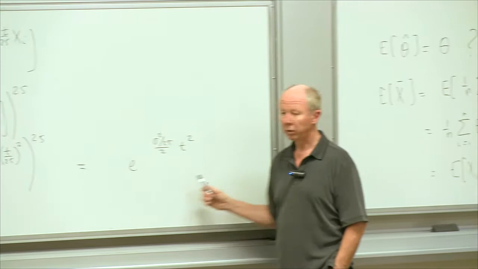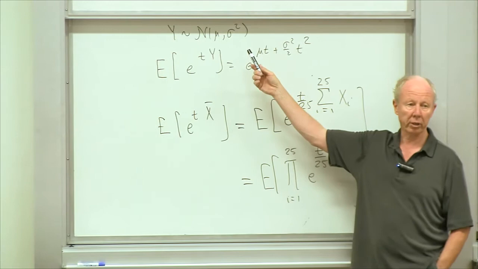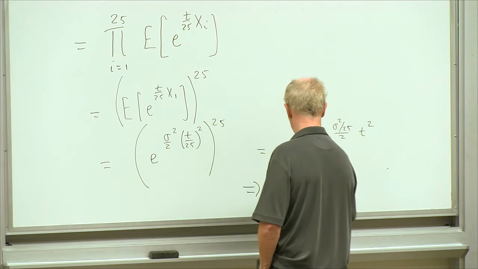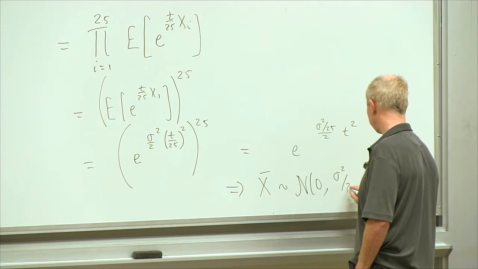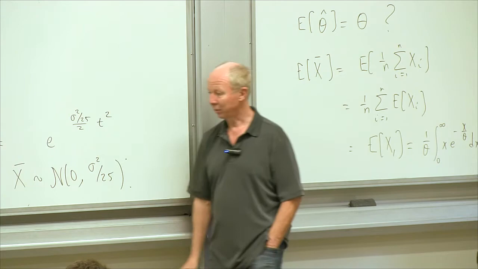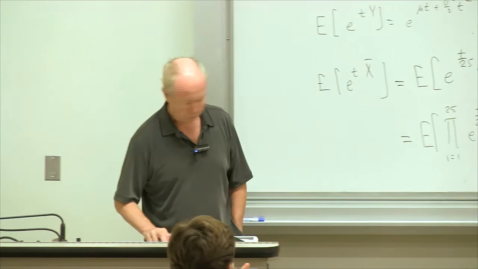Here's the moment generating function. What form does that have? It has this form with mu equals 0, and sigma squared is replaced by sigma squared over 25. So it says x bar has a normal distribution with mean 0 and variance sigma squared over 25. Okay, it's something we've used over and over again. Here's another proof. We'll even use it again today, later, when we talk about hypothesis testing. And so what's the method of moments estimator for sigma squared?